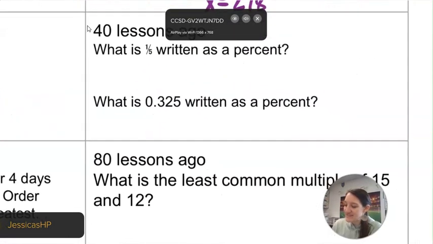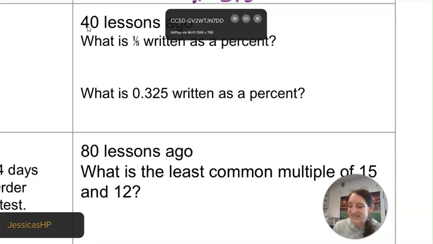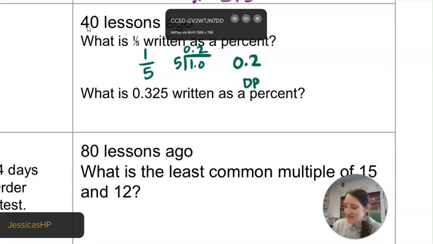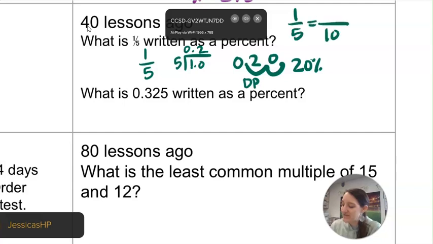All right, 40 lessons ago, more fractions, decimals, percents. 1/5 as a percent. Option 1, convert the fraction to a decimal. That would give me 0.2. And then Dr. Pepper it, decimal to percent, 20%. That's option 1. Option 2 is to biglify 5 to 100, times by 20, times by 20. 20 over 100 is 20%.